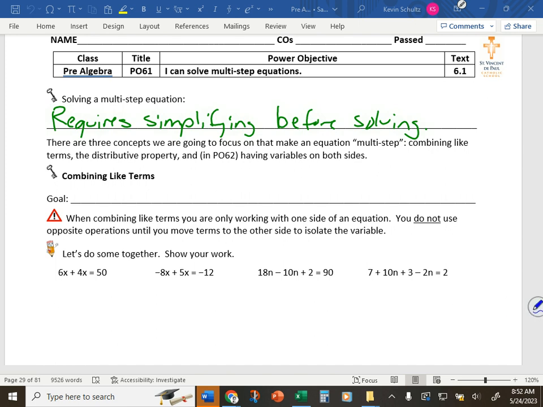And remind me what the method that we use to solve an equation is. Right? To simplify, we combine like terms, we distribute. What do we use to solve? Opposite operations. Greg, you're on fire today. Excellent. Okay? Opposite operations. So first we simplify, then we solve. Okay? That's the goal of PO61.